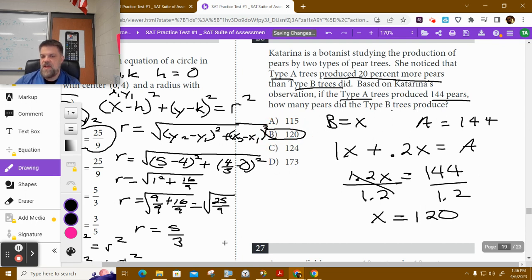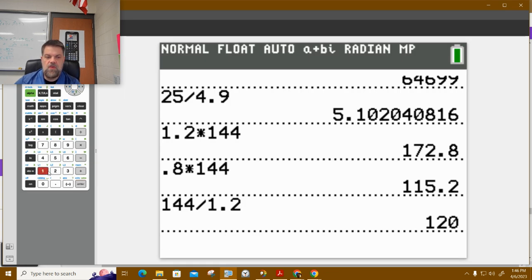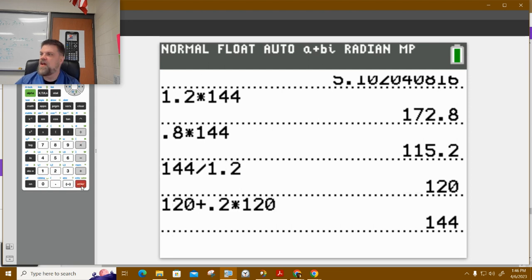Now, what that means is if I take 120, right, and then I multiply that by 0.20, that gives me 20% of 120. So if I say 120, which is how many pears I have, plus 0.2 times 120, guess what I get? 144 total. So we do find 20%, but it's 20% of a number we don't know yet.